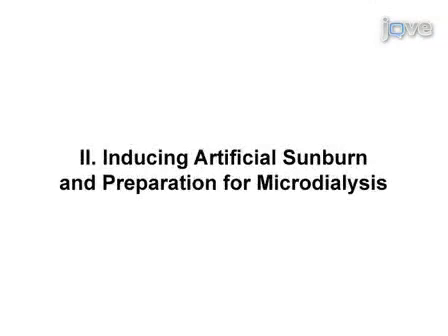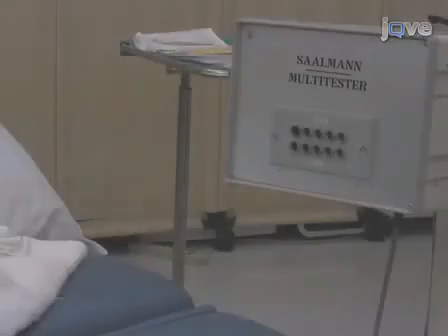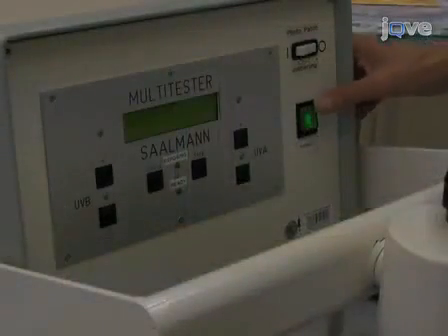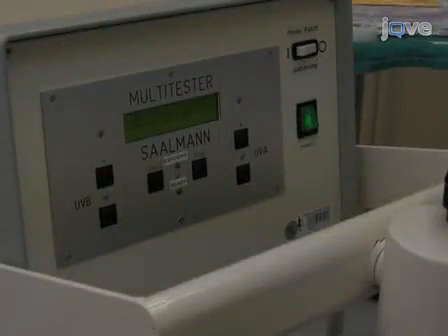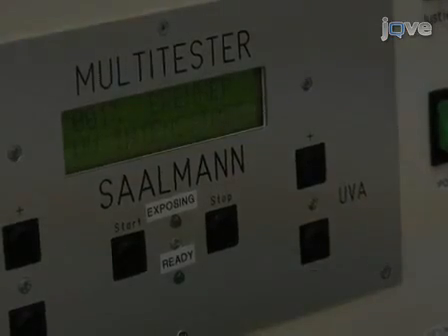One model of experimental skin inflammation is the artificial sunburn. A first-degree sunburn is induced with aid of a calibrated ultraviolet B source. Accurate delivery of energy is assured with a UV meter.